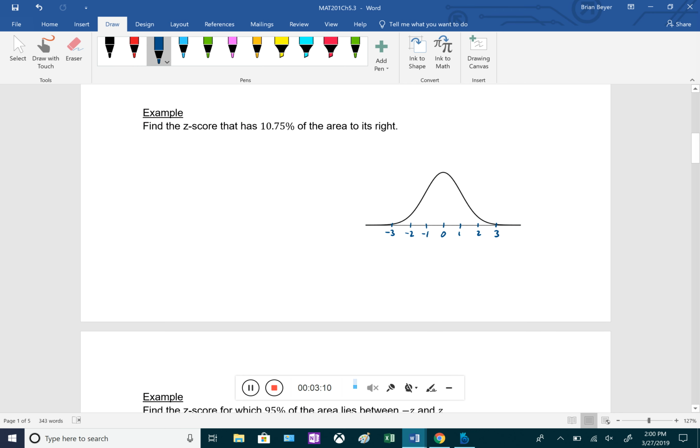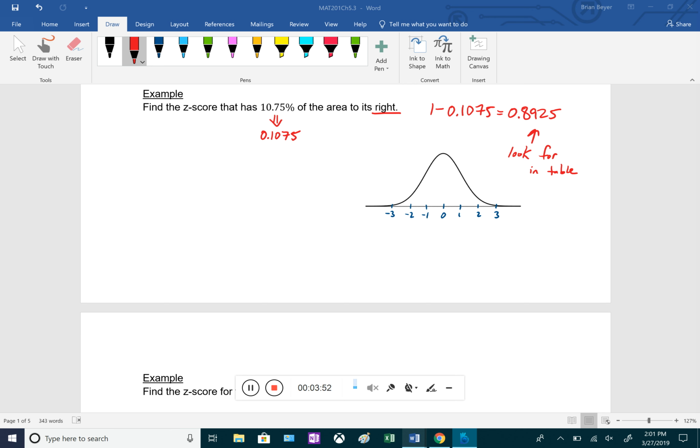Okay, let's do another one. Find the z-score that has 10.5% of the area to its right. This is given as a percent, so we have to change it to a decimal. We move the decimal point over 2 to the left, so we get 0.105. This is area to the right, but the table tells us the area to the left. So we have to do 1 minus 0.105, which is 0.895. That's the value we're going to look for on the table.